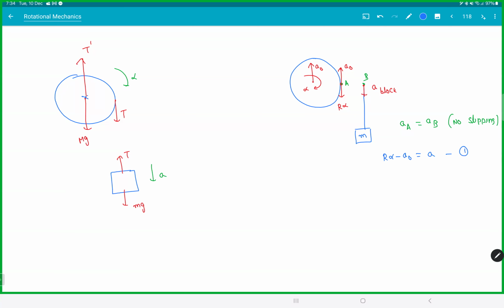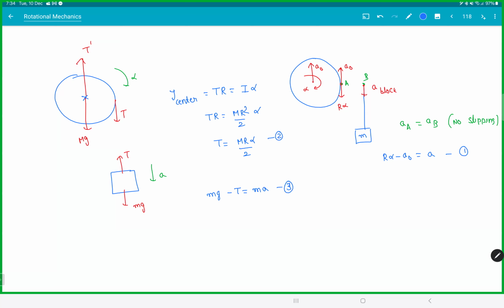Then we'll write torque about the center. T dash's torque is 0, mg's torque is 0. This will be T into R is equal to I alpha. I about the center is mR square by 2 because it's a disk. T is equal to mR alpha by 2. This is your equation 2. This would be mg minus T is equal to ma. This is your equation 3.